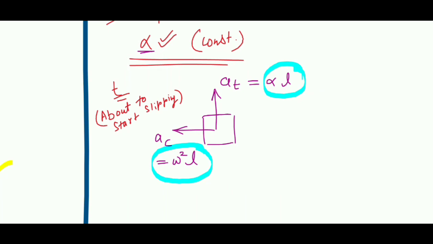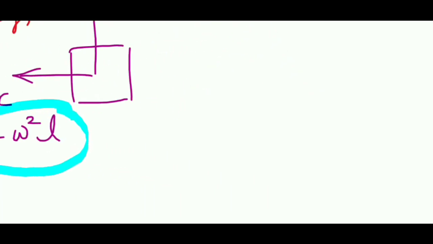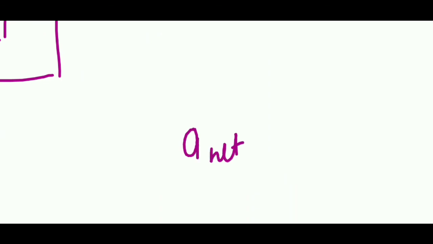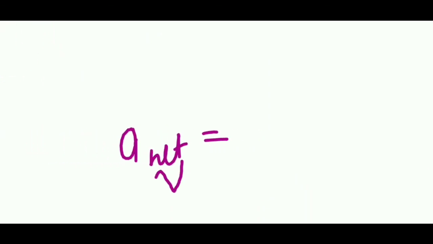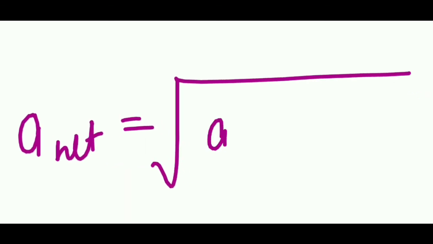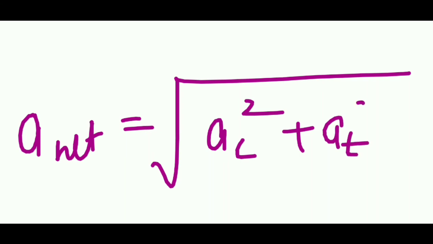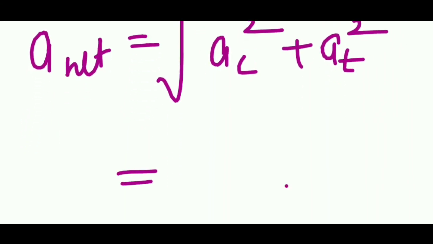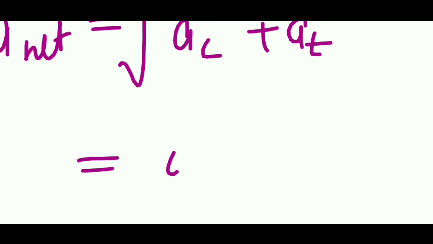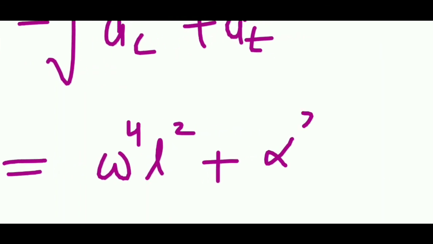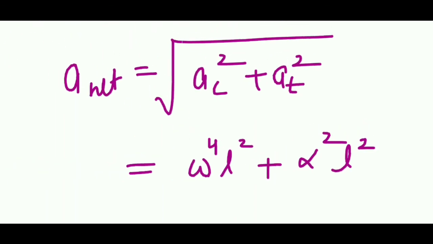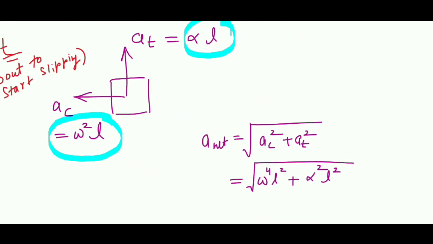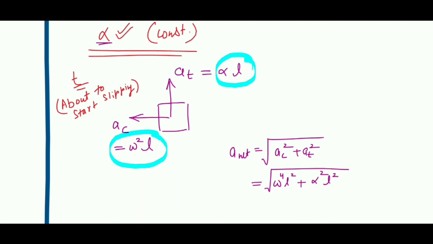Okay, so let us first find out the net acceleration. So net acceleration over here, if you see, will be under root of AC square plus AT square. Now AC square is omega to the power 4 L square plus AT will be alpha square and L square. Yes or no? This is my net acceleration of this block.